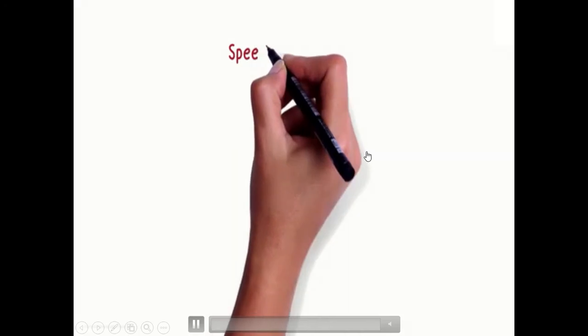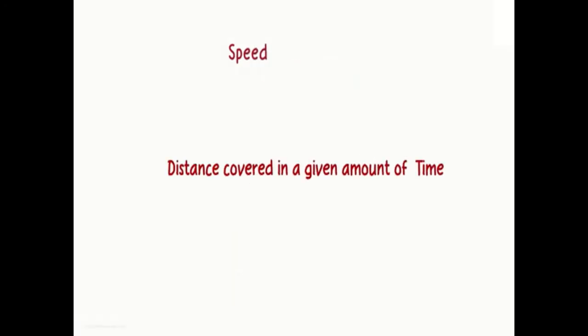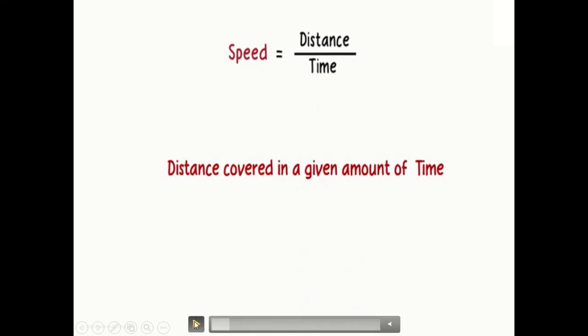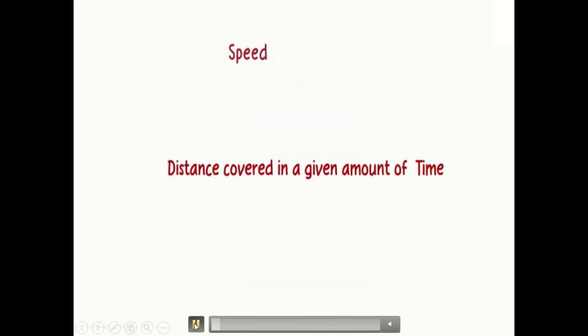Yes, what is speed? Speed is the distance covered in a given amount of time. It is distance divided by time taken. If I cover this much distance in this much time, then that is my speed. Distance is usually measured in meters and time in seconds. So the unit of speed is meter per second or kilometer per hour. Explaining once more, distance divided by time taken.